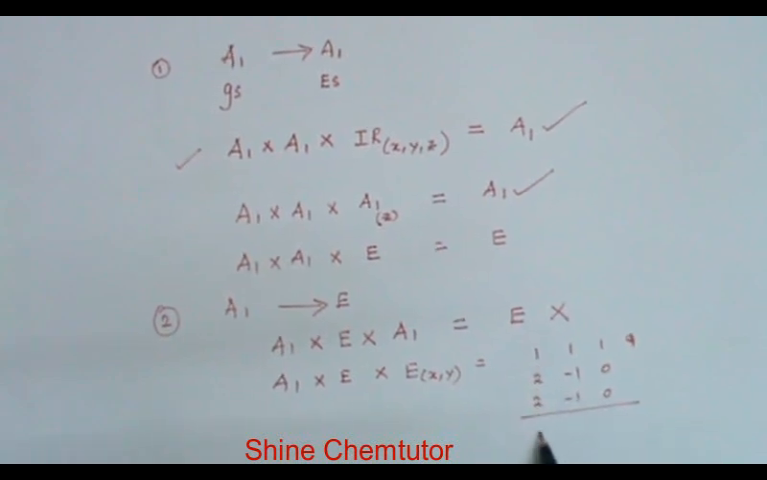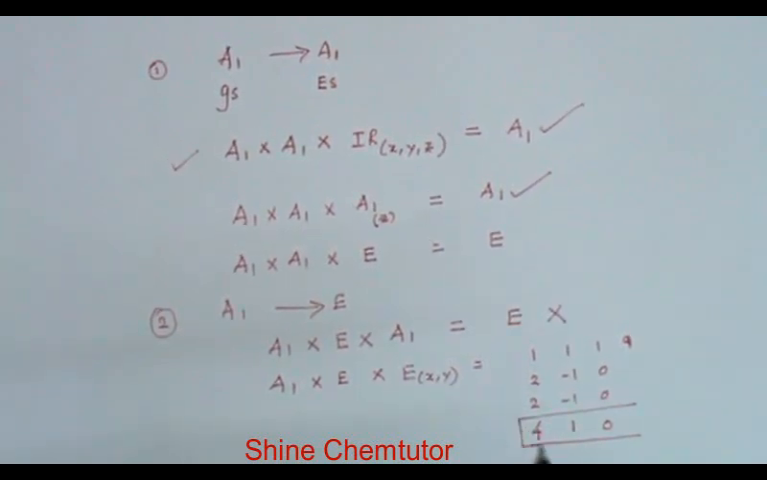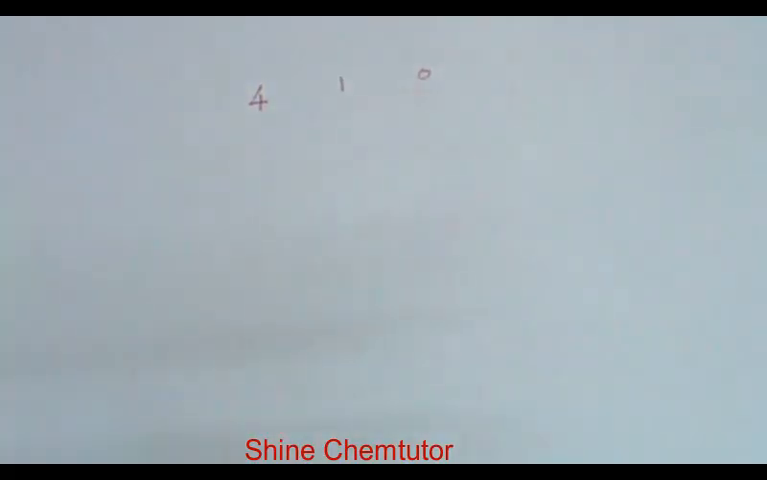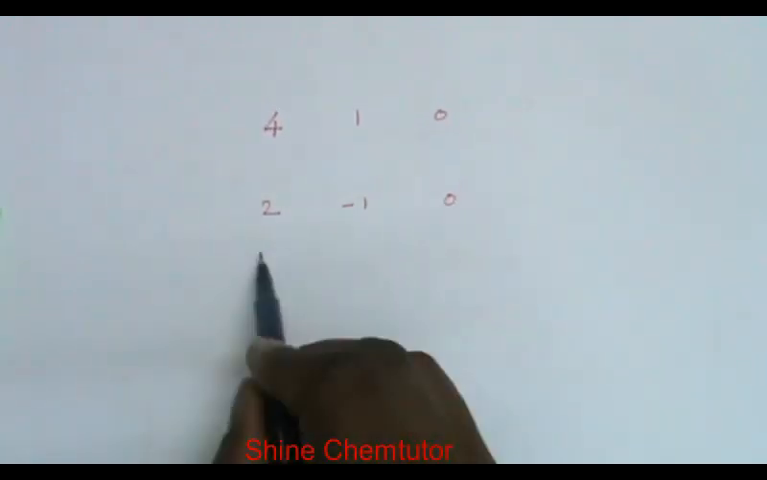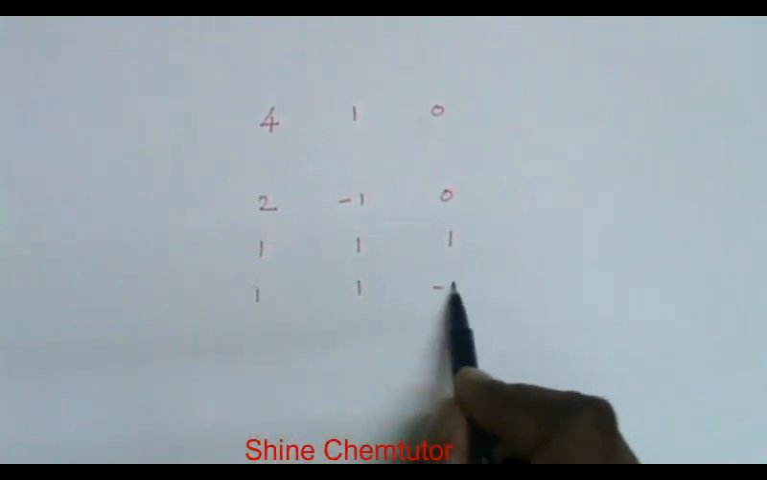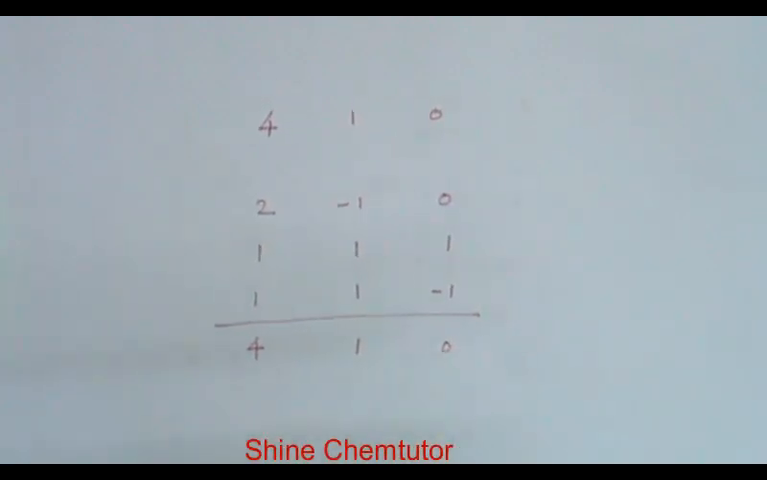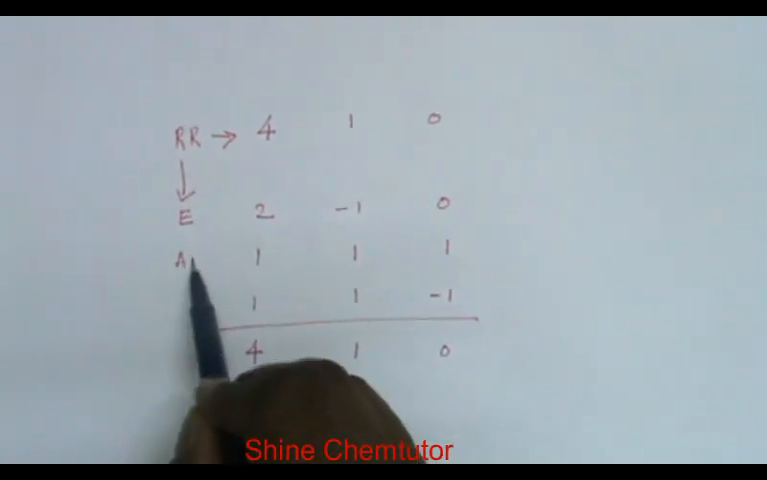When I do this, I get 1 into 2 into 2, which is 4, 1 into minus 1 into minus 1, which is 1, and this will be 0. I get characters like this. This particular set of characters is not there in the character table of the point group, so this is called a reducible representation. Further, this can be converted into irreducible representations. For example, the characters can be split like this: 2, minus 1, 0; 1, 1, 1; and 1, 1, minus 1. When I add these three, what I get is 4, 1, 0. So the reducible representation can be split into E, A1 and A2.